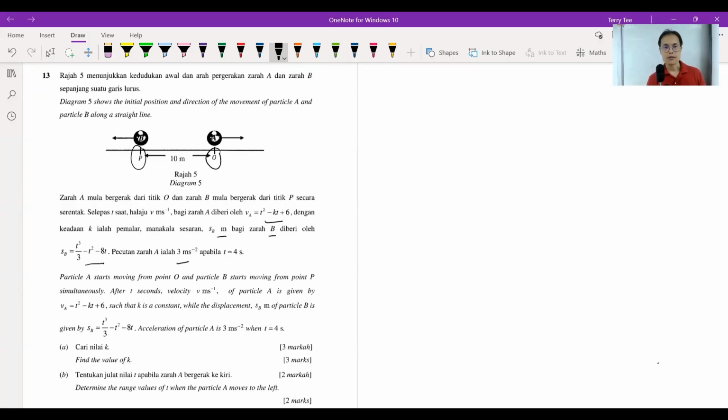Okay, then they give us this information. Pecutan zarah A is 3 when t is 4. Your acceleration is 3 when t is 4. Cari nilai k. So I think number one, we should just differentiate. Remember, when you bezakan your halaju, you will get your pecutan. So let's bezakan this one. dv/dt, you will get 2t minus k. Now, differentiate or bezakan 6, you get 0. You know the pecutan is 3 when t is 4. So put 3 here when t is 4. My k is 8. 8 minus 3, k is 5. Okay, I got my nilai k.